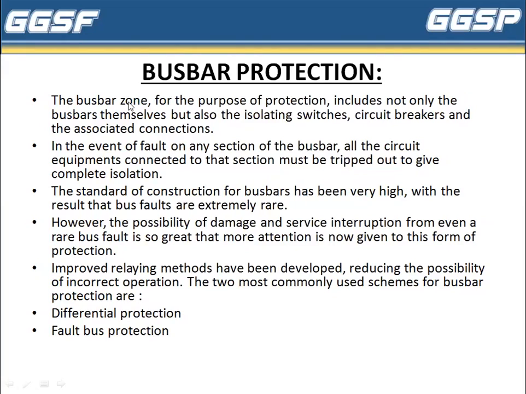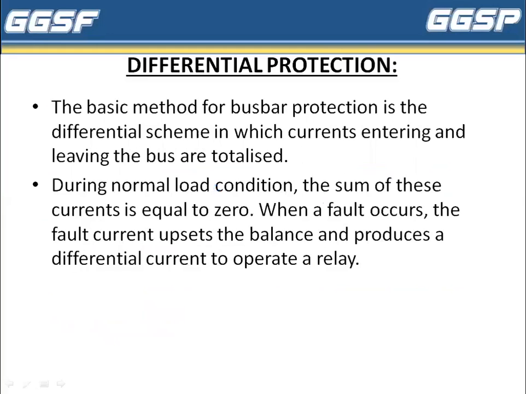The two most commonly used schemes for busbar protection are: first one is differential protection and second is fault bus protection. Differential protection. The differential protection is the method of busbar protection in which current entering as well as leaving the bus are totalized. Second point is that during normal load condition, the sum of the current is equal to zero. When the fault occurs, the fault current upsets the balance and produces a differential current to operate a relay.